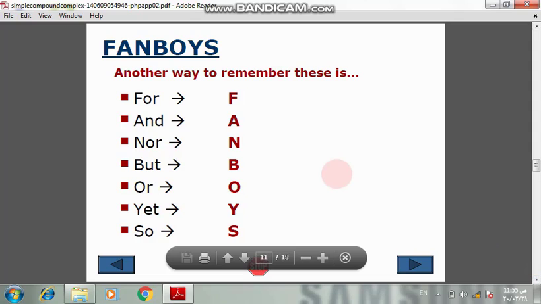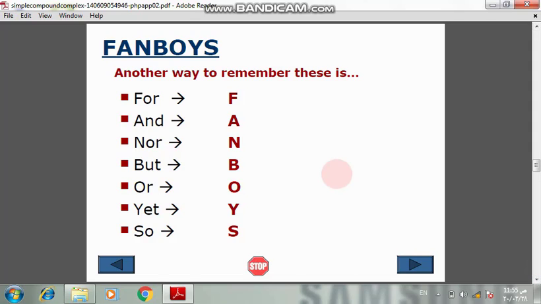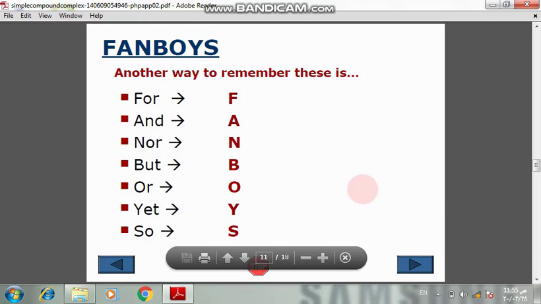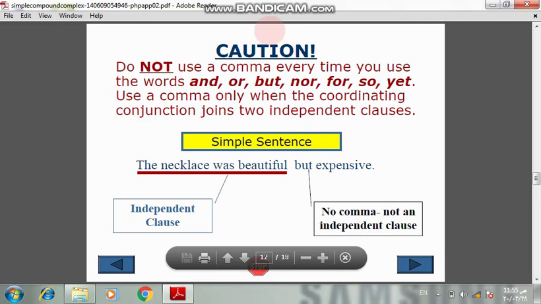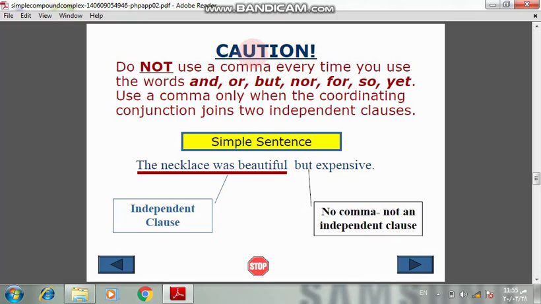So any two independent sentences that are joined by one of these coordinating conjunctions, the whole form is called a compound sentence. That's a note. It's a very important tip for punctuation. Do not use a comma every time you use the word and, but, nor, for, so, or yet. Use a comma when the coordinating conjunction joins two independent clauses.